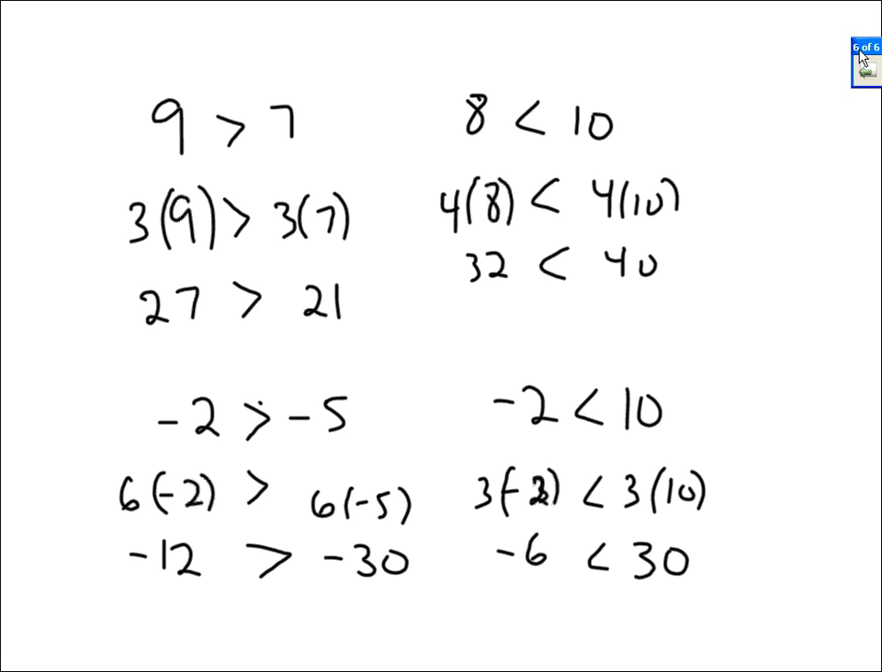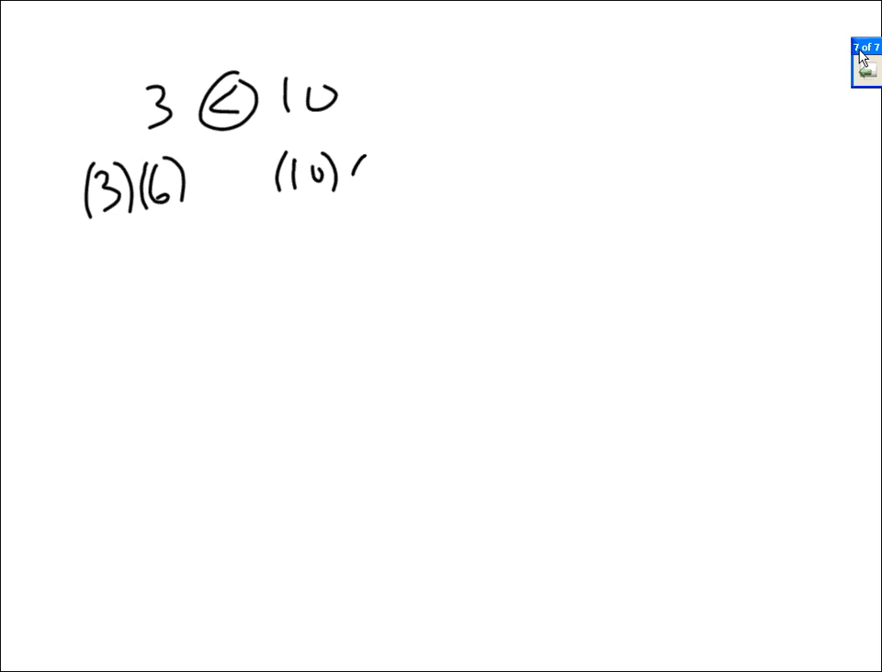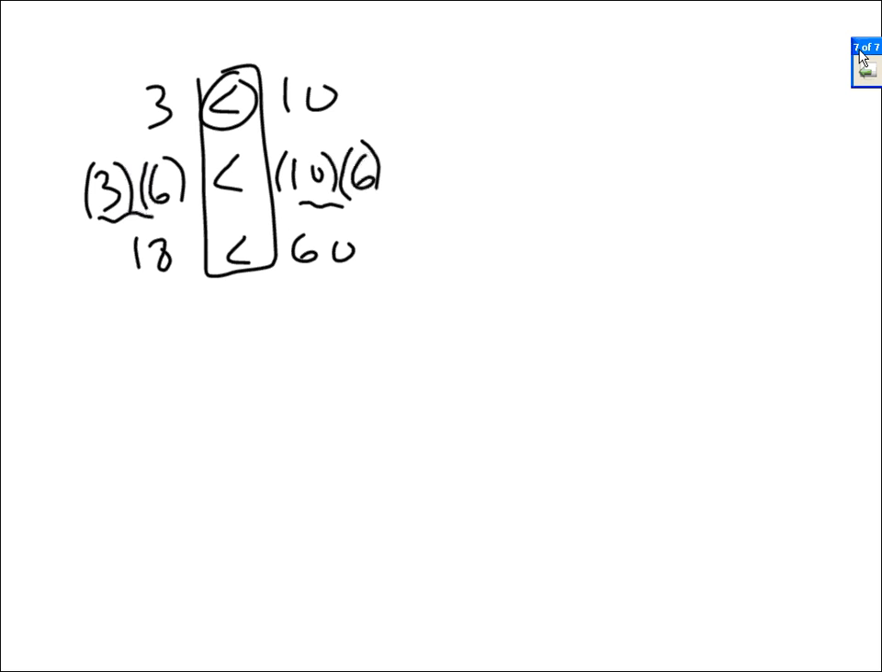You can multiply by any positive number on both sides, and the inequality symbol will be the same as it was at the very beginning. The inequality symbol never changed. Let me be crystal clear what I mean by that. 3 is less than 10. That's the inequality sign. If I multiply both sides by 6, this is 18 and this is 60. 18 is less than 60. The signs did not change.